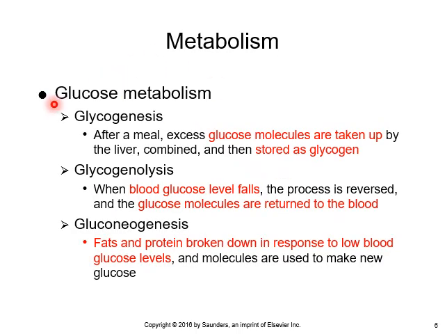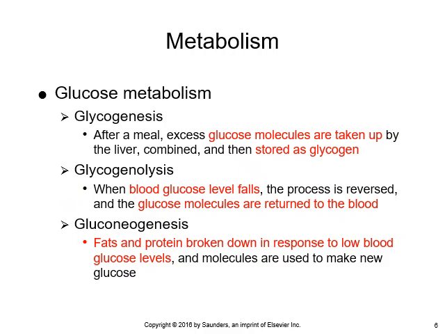Metabolism of glucose also happens in the liver. Glycogenesis is when we eat a meal, and that excess glucose is stored in the liver as glycogen. Glycogenolysis is when the blood glucose level falls, then the glucose molecules are returned to the blood.